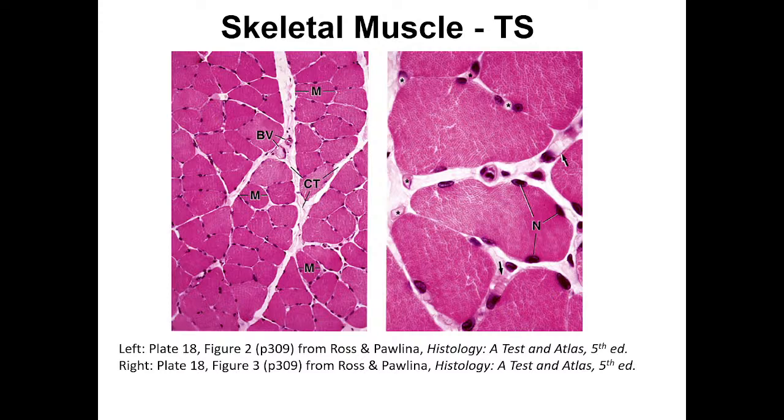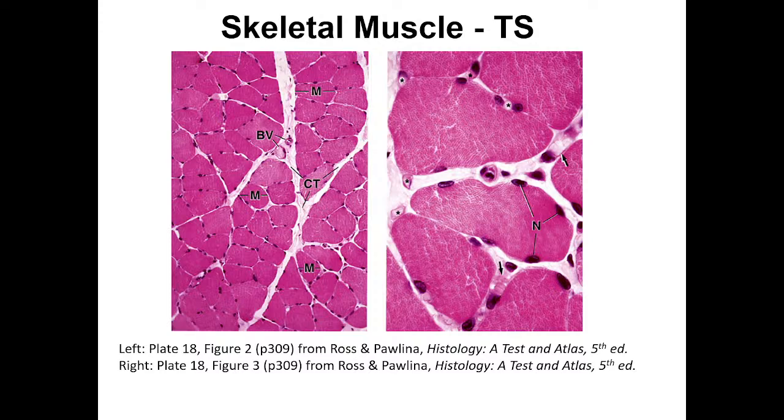Now here we can make it out, this is an individual myocyte or muscle fiber, this is another one, this is another one. Here we can see that these are multinucleated cells, right. We can see the nuclei pushed towards the periphery, and this is which mysium? Endomysium, right.